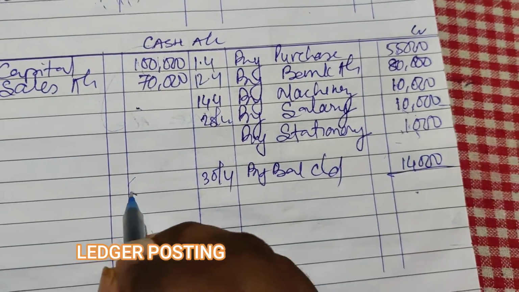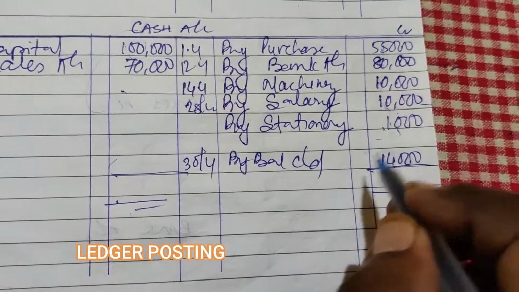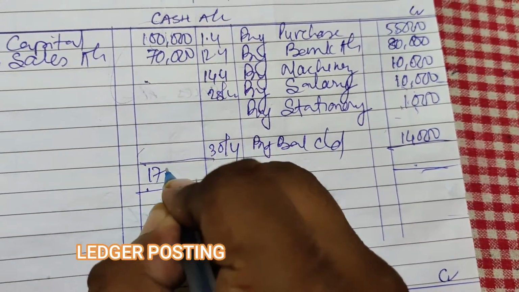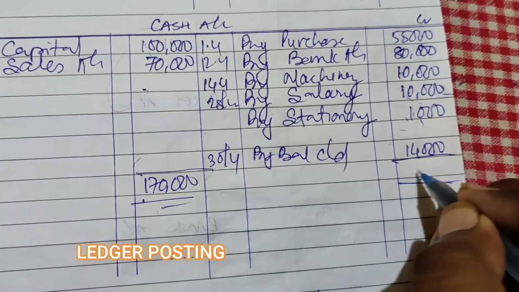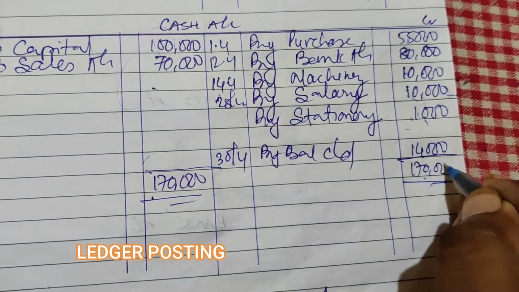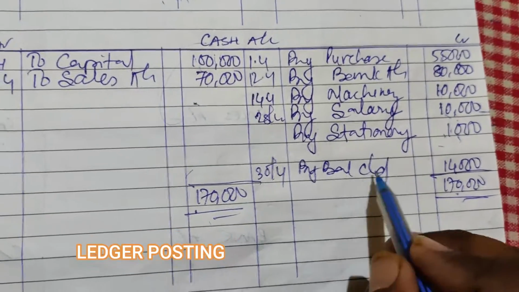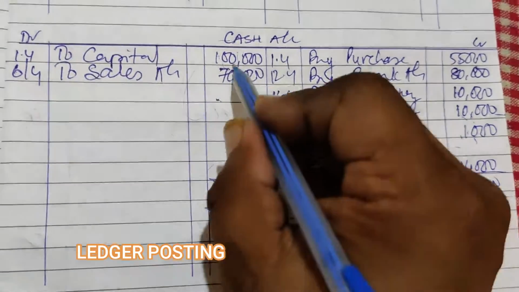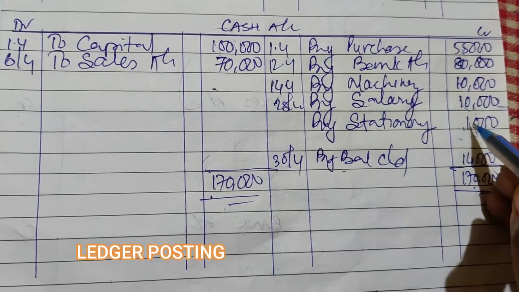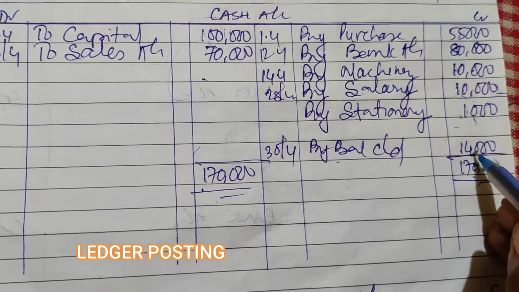Now underline it, both sides. Both side totals will be the same, 1,70,000, with a straight line. This is by balance carried down, which means the account is balanced. This is the closing cash in hand, the cash left in hand. 1,70,000 came, 1,56,000 went out, and 14,000 is the cash remaining in hand.